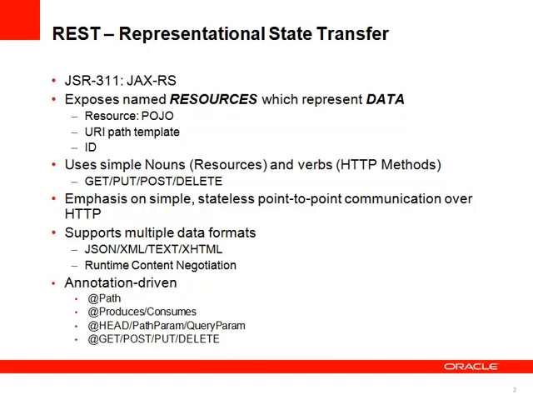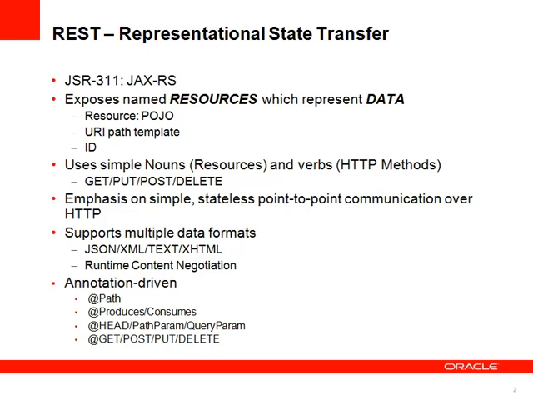REST uses simple nouns, or resources, and verbs, which are HTTP methods. The HTTP methods are GET, PUT, POST, and DELETE. So you can see how those map nicely and easily in a canonical model to resources. So you can get a resource, you can put a resource, or you can delete a resource.